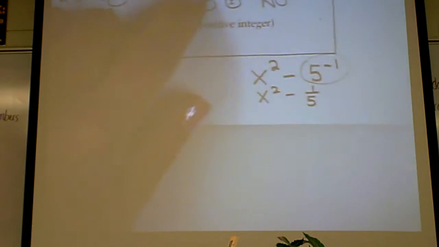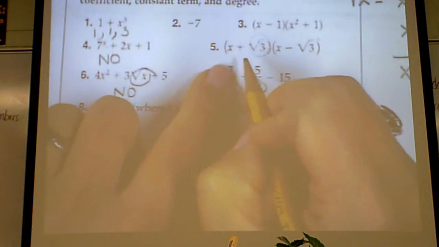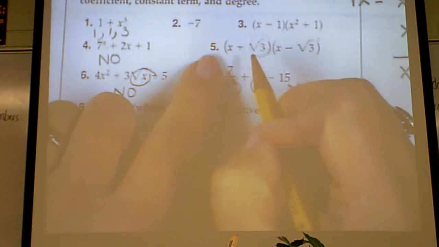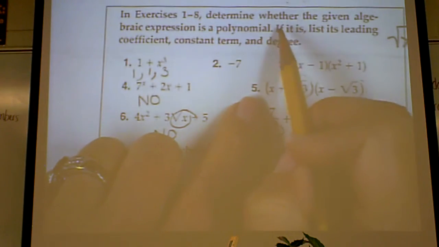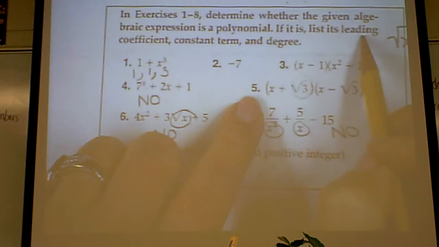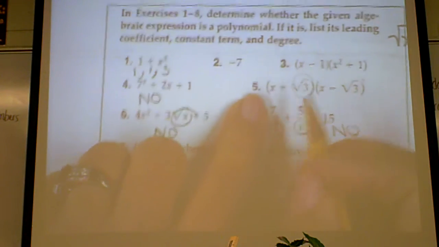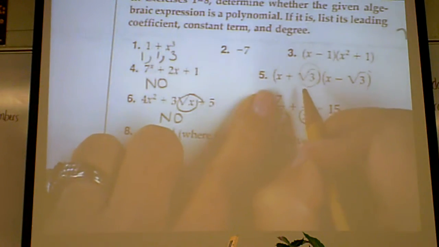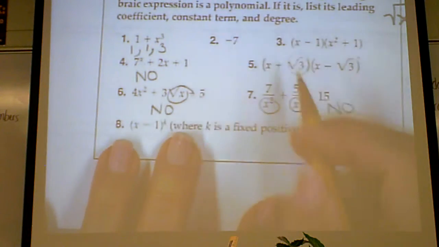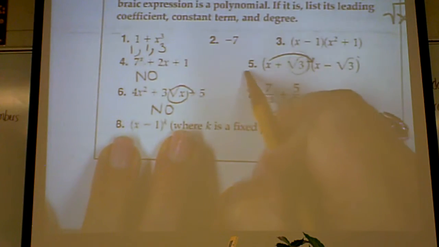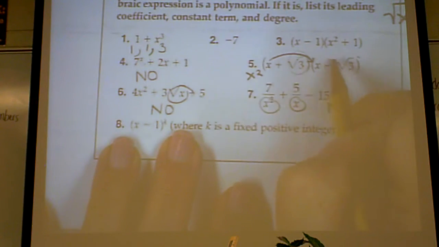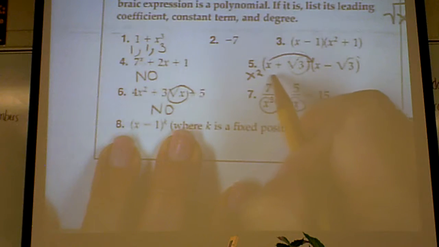Now, the other thing they want you to understand is, how do you know what the leading coefficient is and the degree? You gotta answer these questions. If it is, list its leading coefficient. How do you find the leading coefficient of this? You have to FOIL this out. It has to be in standard form, so it's x squared. The next 2 cancel out, and what's the square root of 3 minus 3?